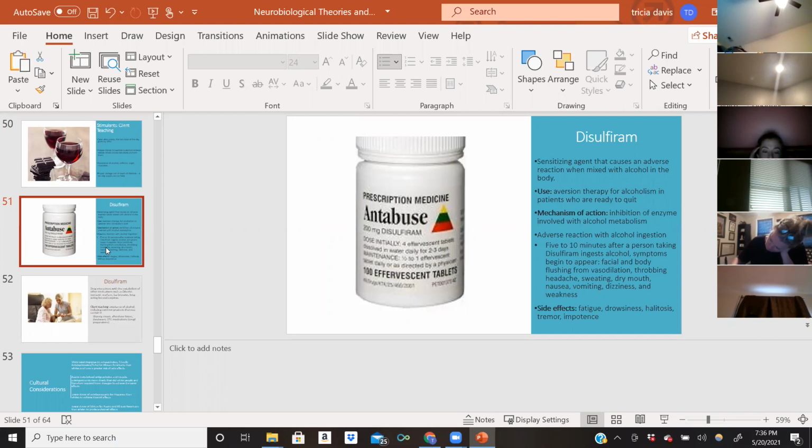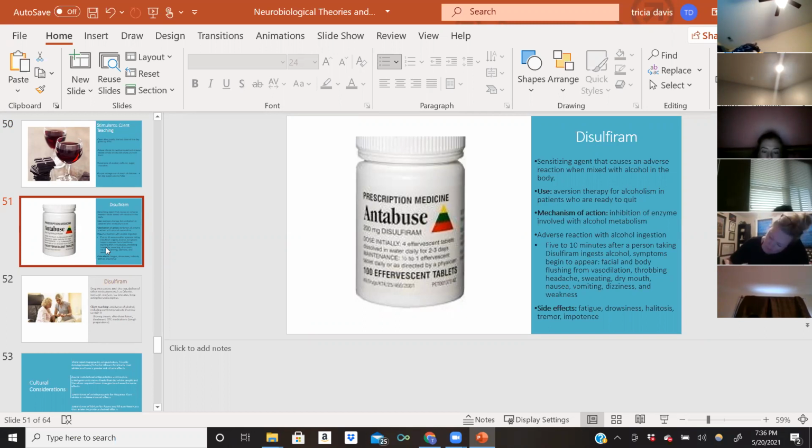Okay, disulfiram. It's also called Antabuse. This is a sensitizing agent that causes an adverse reaction in the patient's body when it's mixed with alcohol. So we give this to patients as a deterrent to drinking. So these would be for patients who are suffering with alcohol abuse. It's an aversion therapy for alcoholism in patients who are ready to quit drinking.